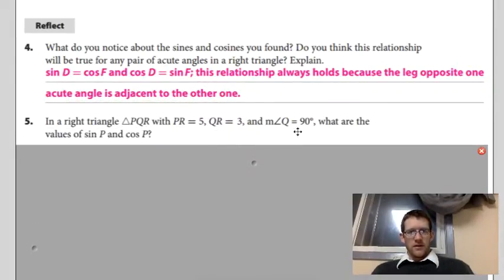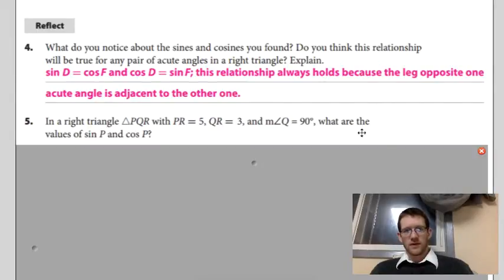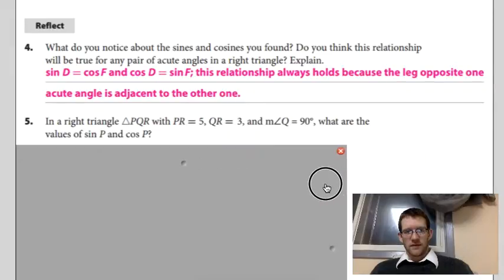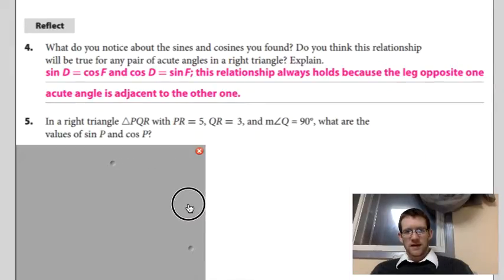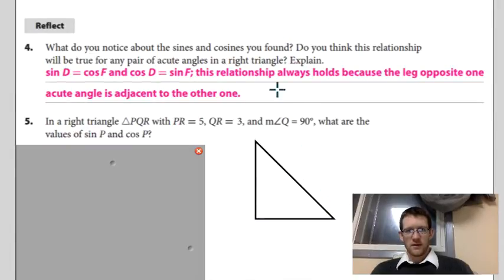In a right triangle, triangle PQR, with PR equaling 5, QR equaling 3, and measure of angle Q equaling 90 degrees, what are the values of the sine of angle P and the cosine of angle P? I'll give you guys a second to figure that out while I draw my little diagram here. So bear with me. If you want to pause, feel free. I'm just going to make a quick little right triangle, and then I'm going to try and label it. I am a very visual person, so drawing this picture always helps me.